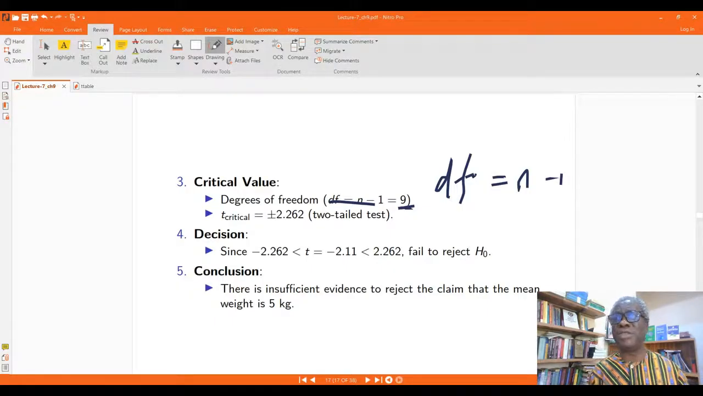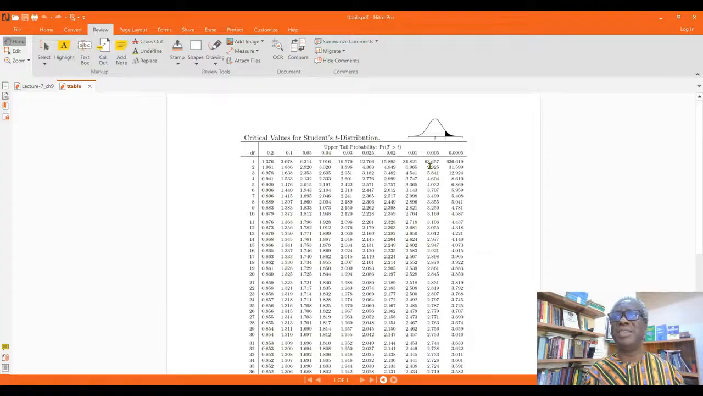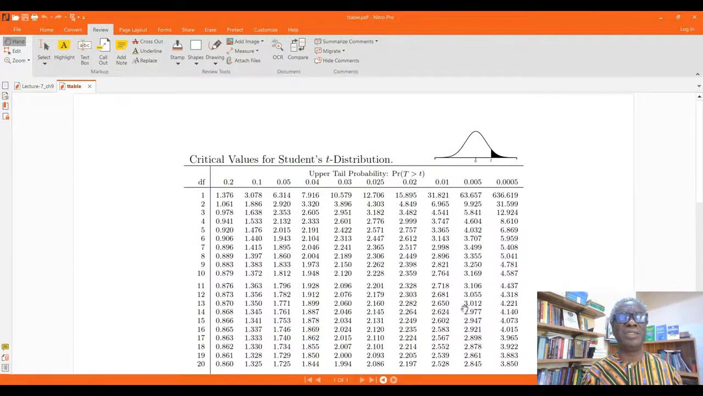In our previous discussion, we can use either the p-value or the critical value. So we are using the critical value, then you have to go to the T table. This is a T table. I think you can see it. Let me make it a bit bolder. So in this first column, this is where you have the degree of freedom.